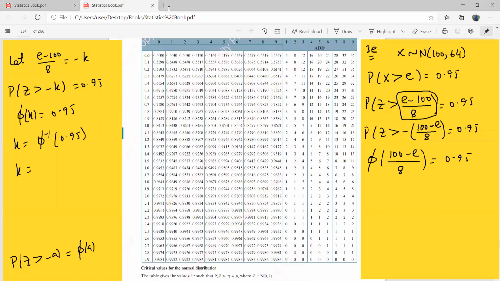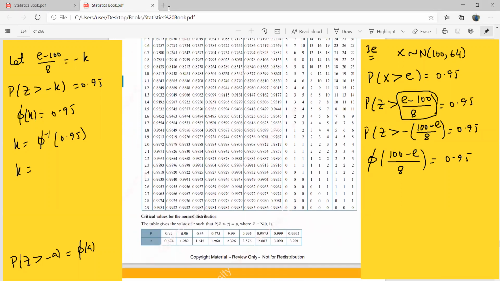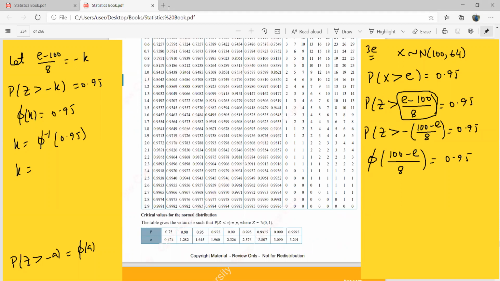Let's find it from here. This is 0.95. We can have this from the critical values here as well, 0.95. Here it is 1.645. You must be using these values at the bottom, that is 1.645. You can find this quickly. These are basically frequently used probabilities, okay? 1.645. And Xenia should look at this more carefully. This is 1.645. Therefore, you can say that this E minus 100 over 8 is going to be minus 1.645.